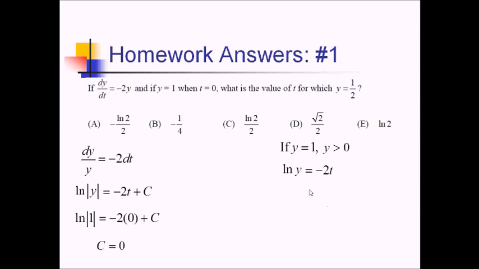At this point, you could go ahead and isolate y. There's not really a need, though, because we've already got an equation that has a t and a y in it. At this point, all you really have to do is plug in 1/2 for y and go from there. So I'm going to write ln of 1/2 equals negative 2t. Solving for t now, I'm going to divide by negative 2. And my answer then should be negative ln of 1/2 over 2.